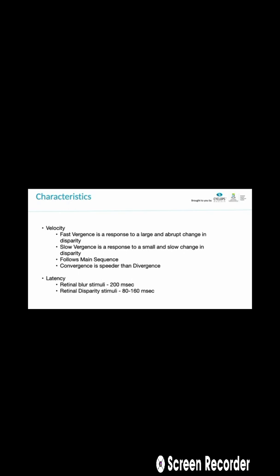Coming on to the second characteristic feature, the latency. The latency of the vergence movement is about 200 milliseconds for a retinal blur stimulus, and the latency is around 80 to 160 milliseconds for a retinal disparity stimulus. Coming on to the waveform pattern, in convergence, we will be seeing the increasing velocity waveform pattern, and in divergence, we will be seeing the decreasing velocity waveform pattern.